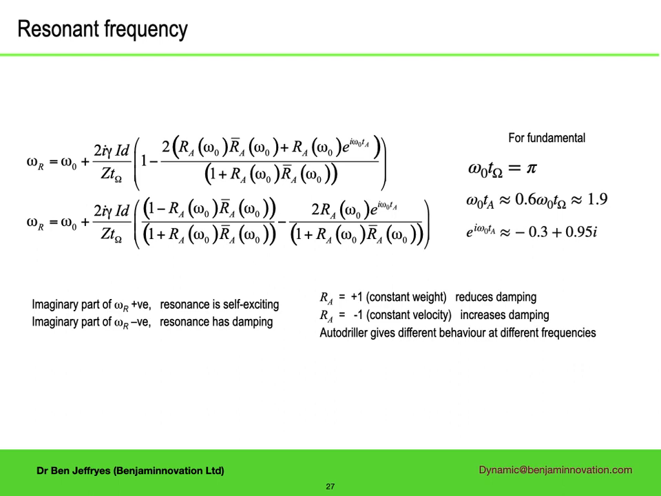For other resonances, the effect will be different. For the next resonance, constant velocity reduces damping, and constant weight increases it. A real autodriller has a frequency-dependent behavior, and so its effect on stick-slip will depend on the exact frequency of the resonance.